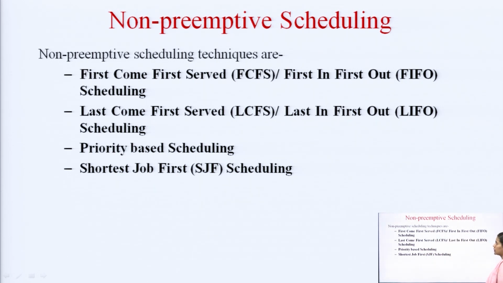When we discuss non-preemptive scheduling, we will see these 4 types of scheduling. Number 1 is first come first served, that is FCFS, or we can call it first in first out, that is FIFO scheduling. The second is last come first served, that is LCFS, or last in first out scheduling. The third type of scheduling is priority based scheduling. Certain unique priorities are assigned to different tasks, and based on the priority those tasks are executed.